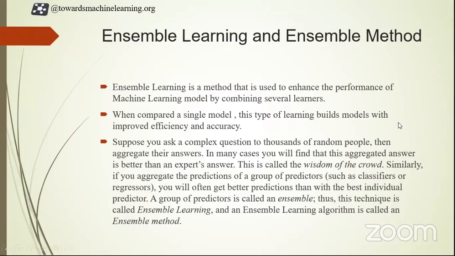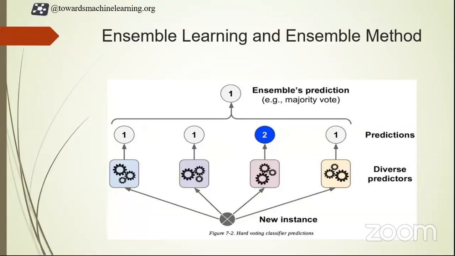So this is basically the idea behind ensemble learning. As you can see on your screen, we have diverse predictors. These are different models. Maybe one is a decision tree, one is logistic regression, one is SVM. Like this, there are different models. Let me show you this with the help of a pen.